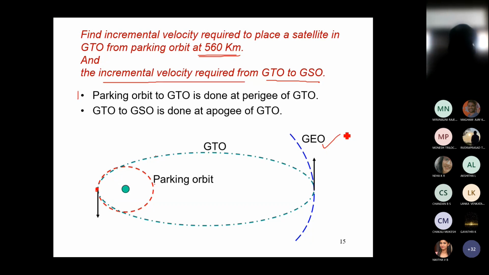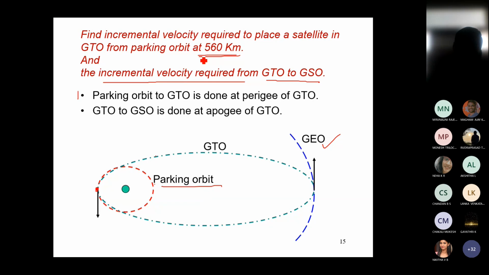That means what is the additional thrust we should give, or what is the additional velocity the satellite should attain so that it will change the orbit. That is the question that has been asked. How can we calculate? First, we have to calculate at what velocity the satellite is moving in parking orbit.